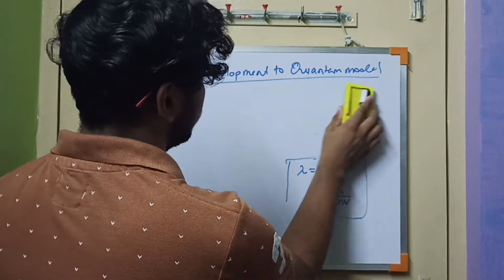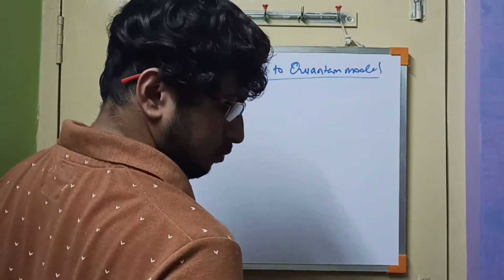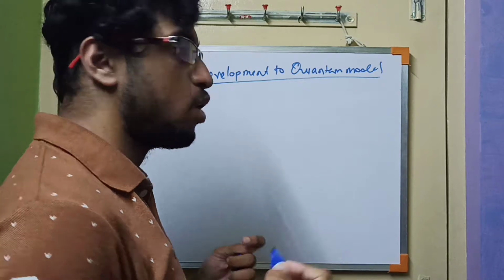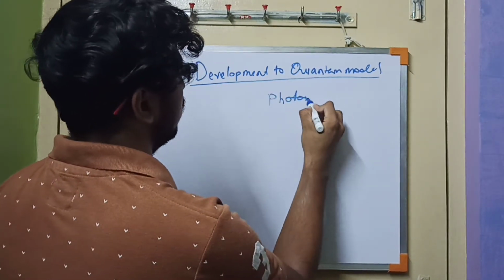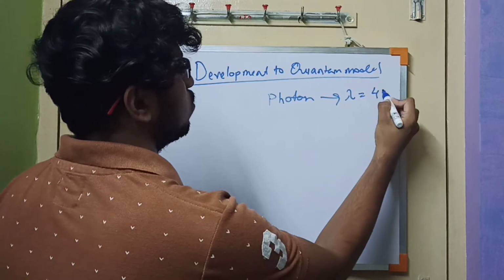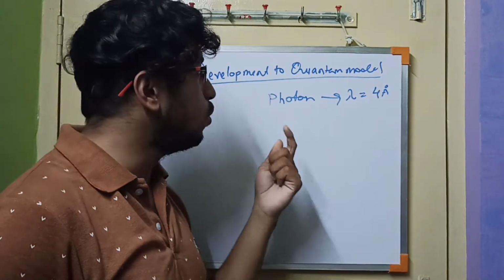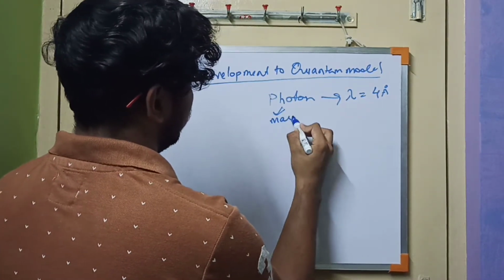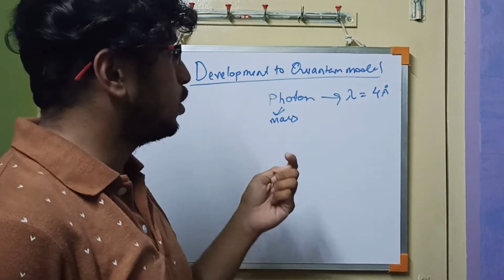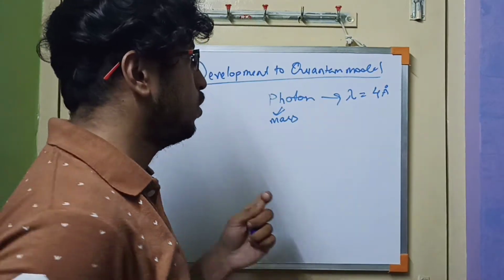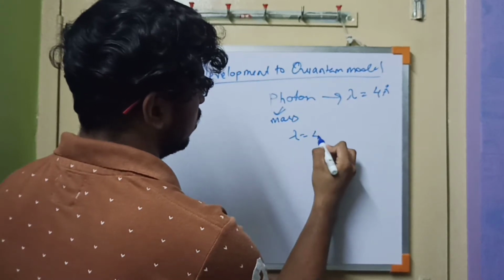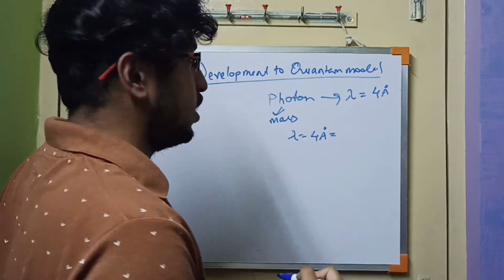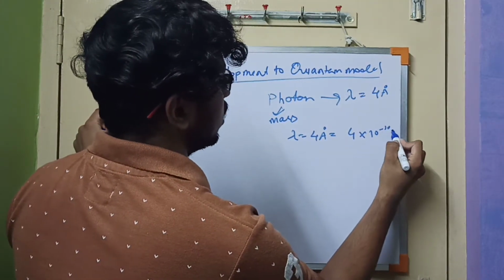Let's take an example. A photon has a wavelength of 4 angstrom, that is, the lambda value is 4 angstrom. Now we have to calculate the mass of the photon. Before starting the calculation we have to convert the lambda value. As we know, 1 angstrom is equal to 10 to the power minus 10 meter, so we can convert 4 angstrom into 4 into 10 to the power minus 10 meter.